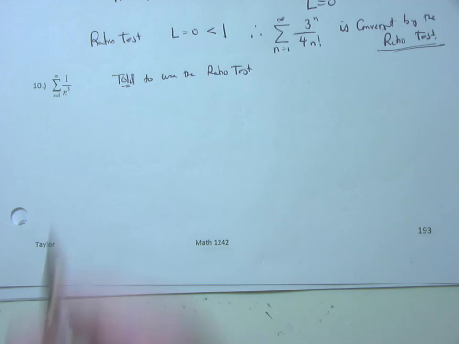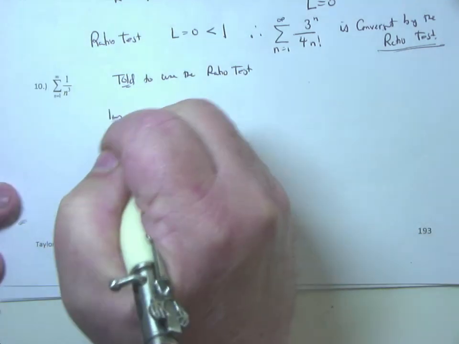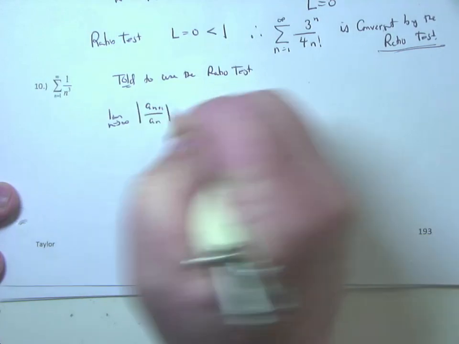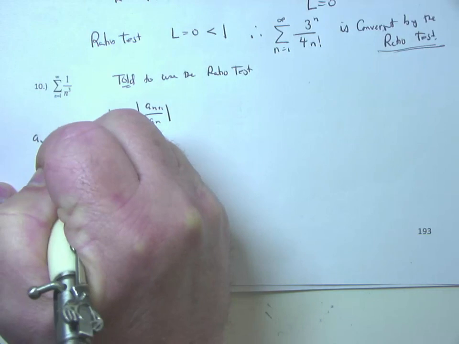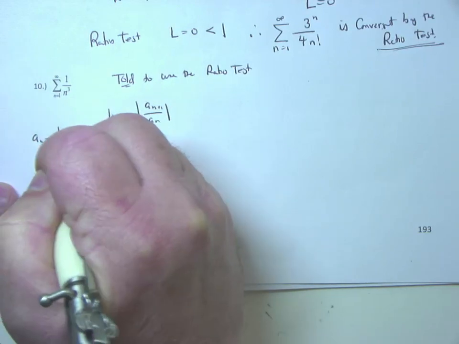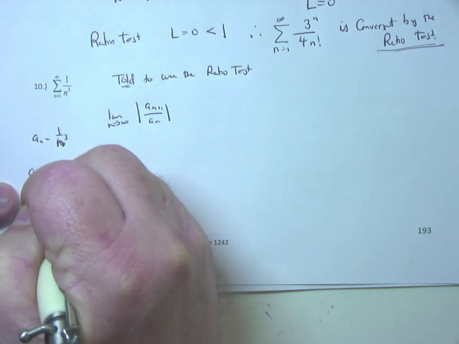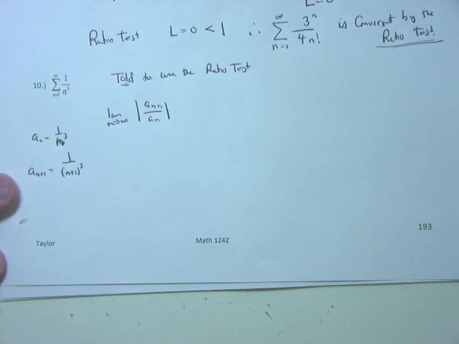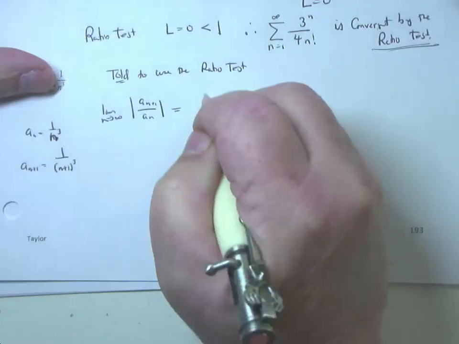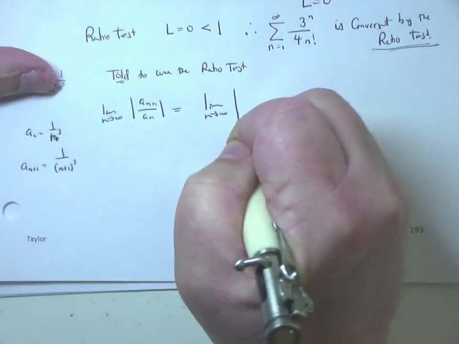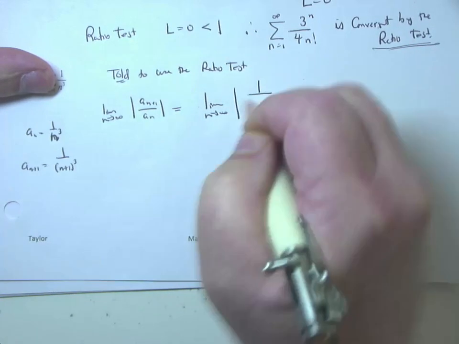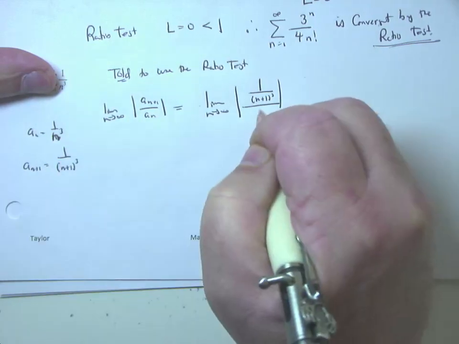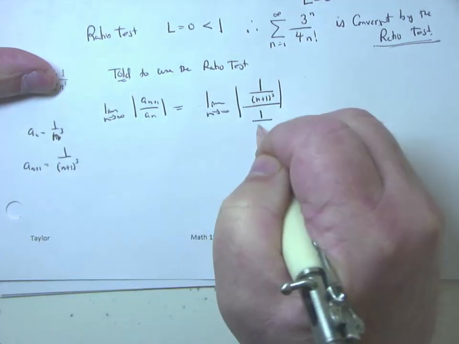Here we go. I've been told to use the ratio test, so I'm going to take the limit as n approaches infinity of the absolute value of a_(n+1) over a_n. a_n is 1 over n cubed. What would a_(n+1) be? That would be 1 over (n plus 1) cubed. Does that make sense? Just replace n with n plus 1. So I'm going to plug it into this guy. This will be the limit as n approaches infinity of the absolute value of 1 over (n plus 1) cubed divided by a_n, which is 1 over n cubed.